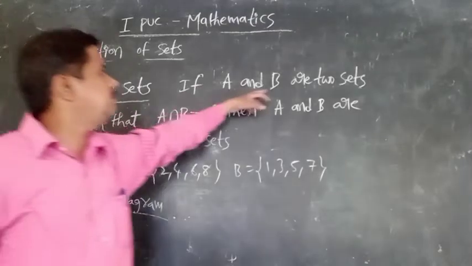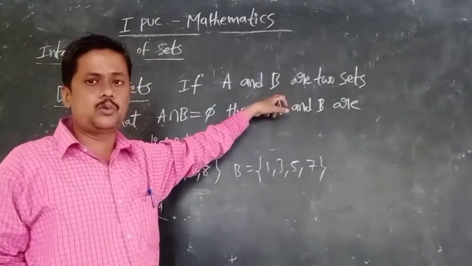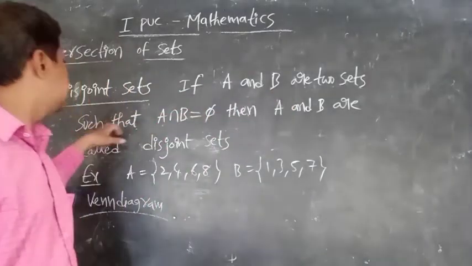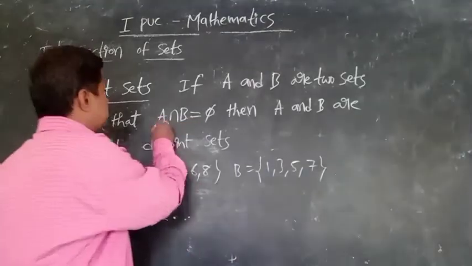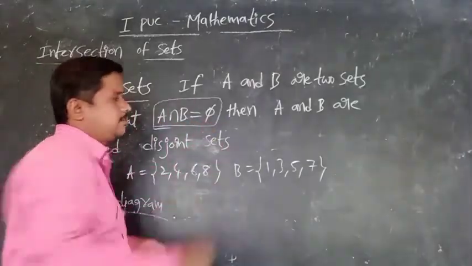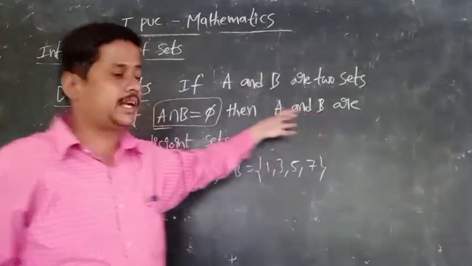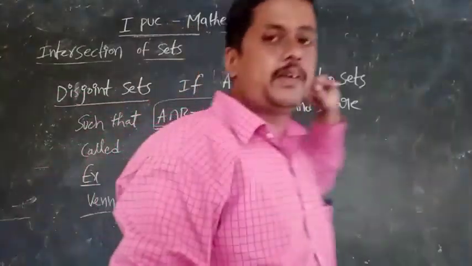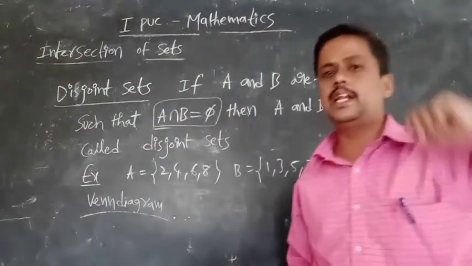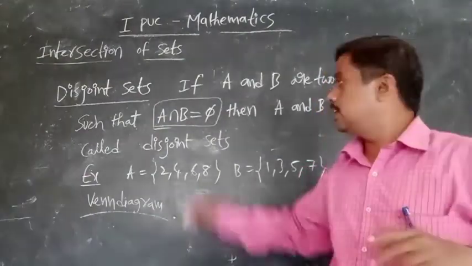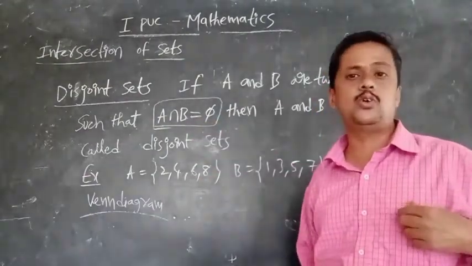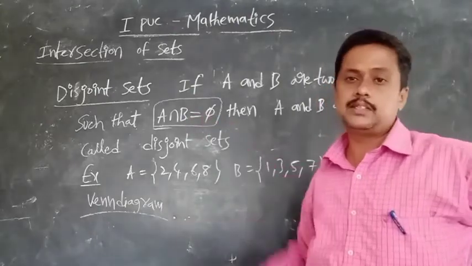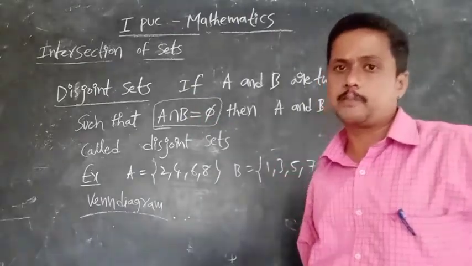If A and B are two sets such that A intersection B is equal to phi, then A and B are called disjoint sets. This condition is very important. We can say two sets are disjoint if A intersection B is equal to phi. Phi means empty set.